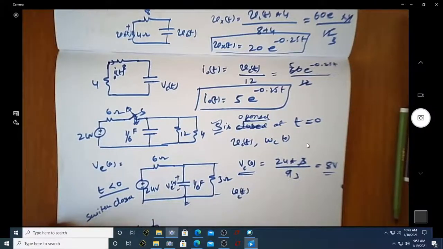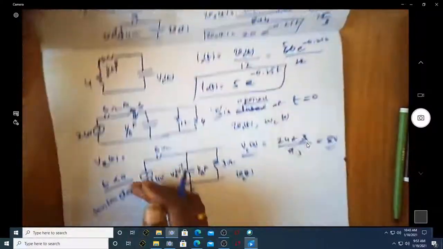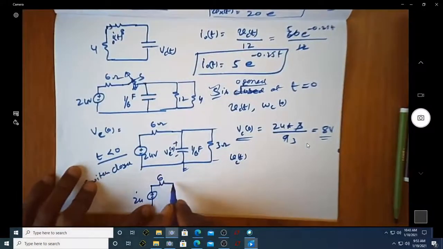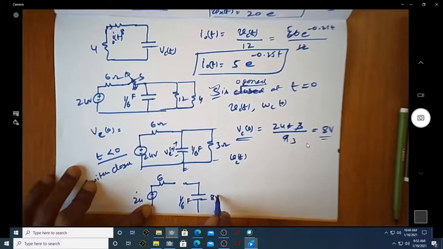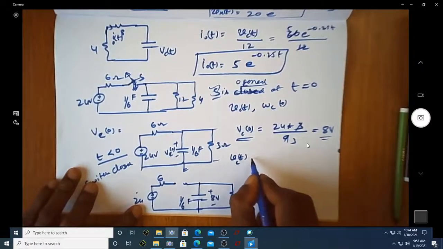So it is now 24. This is now equal to 6 ohm. Now the switch is open. This is now 1 over 6 with 8 volt across it, and then you have a resistor of equivalent 3 ohm. Now what is this VC of t?